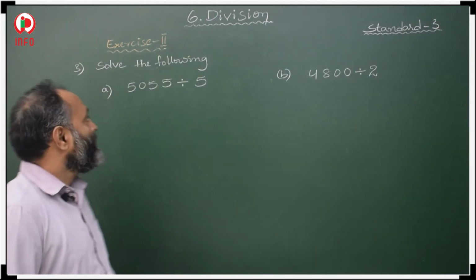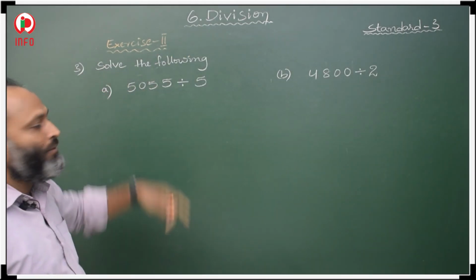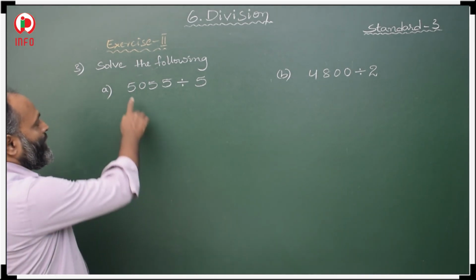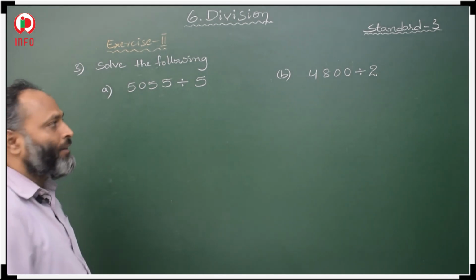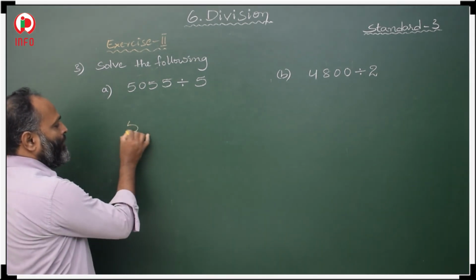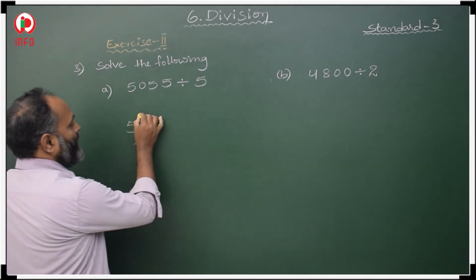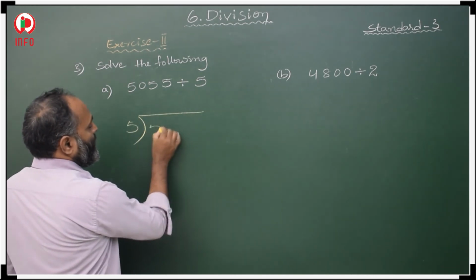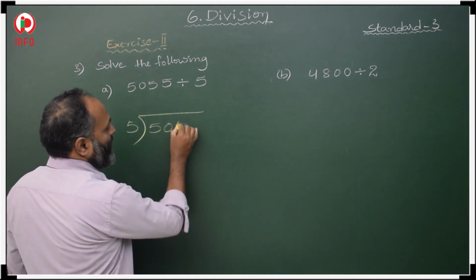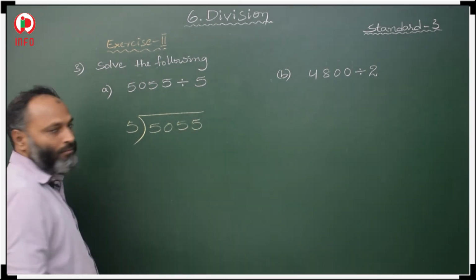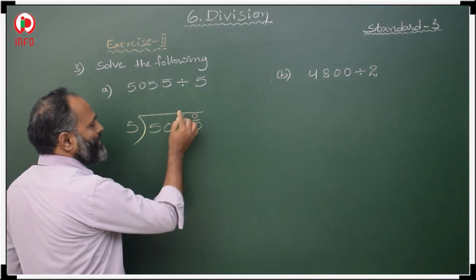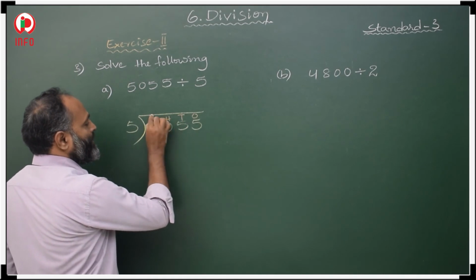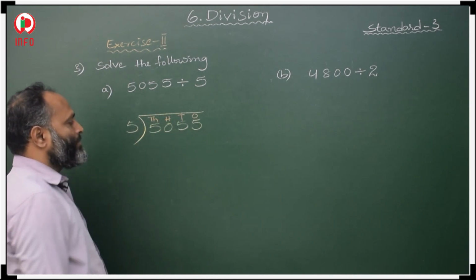Okay. Next, now the third question, solve the following. So 5055 we have to divide with a single digit number, that is with 5. This is our ones place, tens place, hundreds place. Now this is the thousands place.